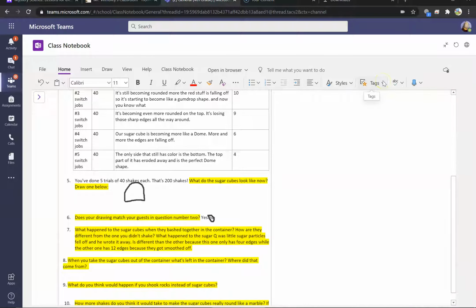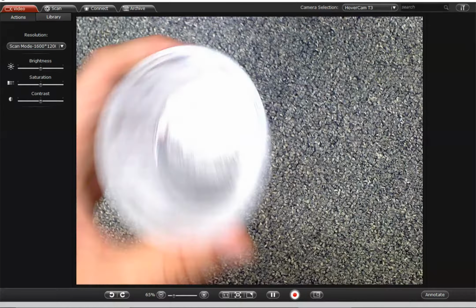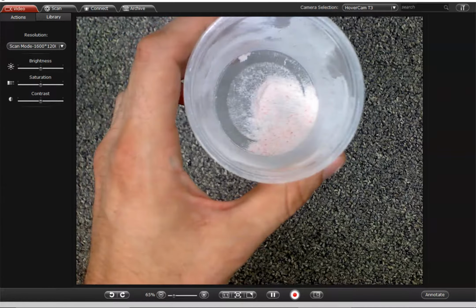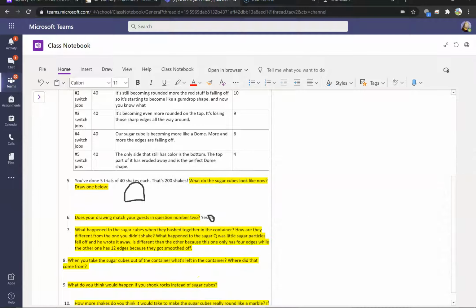Now, our next one says, when we take our sugar cubes out, what do we notice is in there? Well, look at this. Let's take a little glance. Ah, it's little sugar particles. Some are even red from the red that fell off. So where did that come from? Well, it came from the sugar cubes. So let's do that.